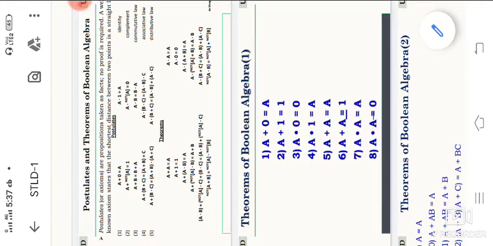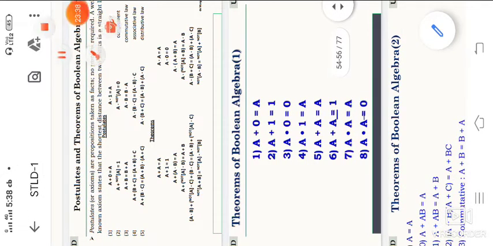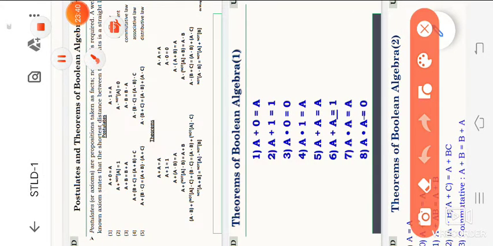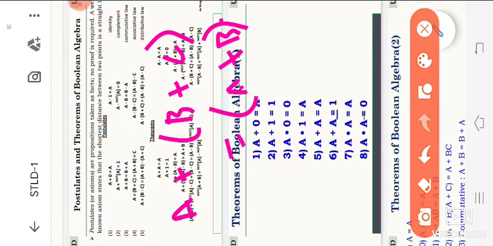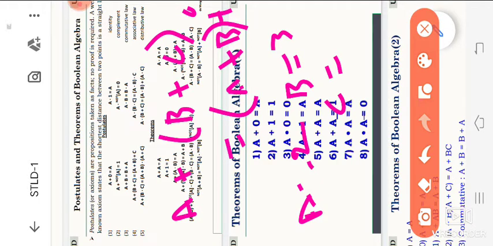Next one is the associative law. You have to observe associative law. Here associative law equal to A plus B plus C equal to A plus B plus C. So here A equal to 2, B equal to 3, C equal to 2.